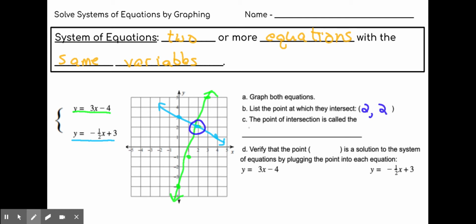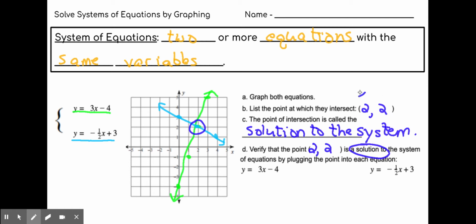So the point of intersection is called the solution to the system. The point of intersection is what we are looking for. Where do these two lines intersect? So we're going to verify that this point, (2, 2), is a solution. Now, a solution means it makes an equation true. So we're going to plug (2, 2) into both equations, and we're going to show that it makes both of them true at the same time.